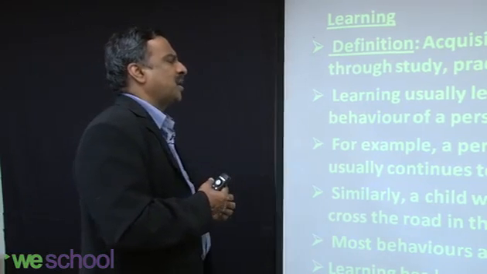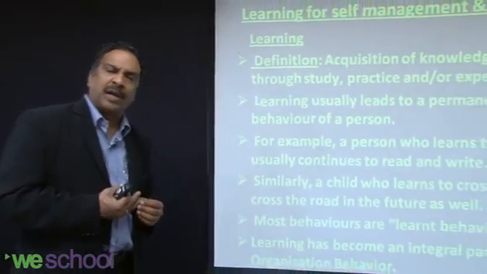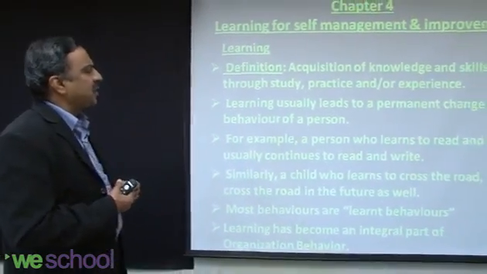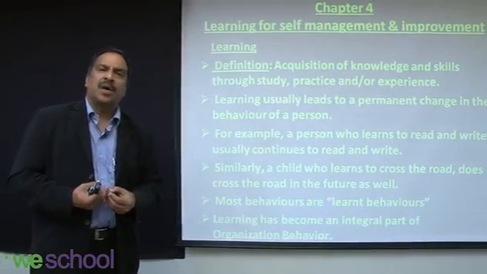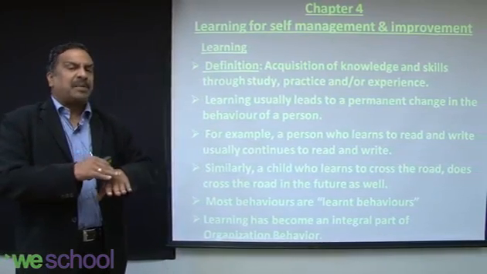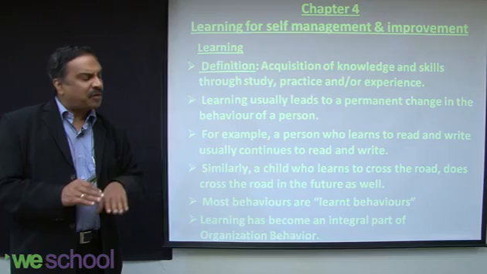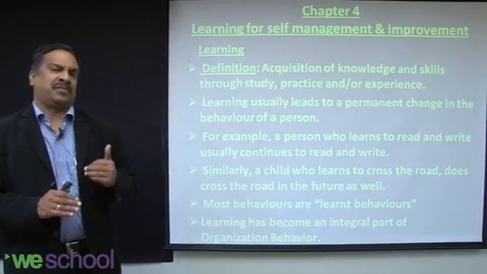For example, a person who learns to read and write usually continues to read and write. We all are doing it. Similarly, a child who learns to cross the road does cross the road in the future as well. These are skills. Once you learn skills, skills remain in you. The skills may remain dormant. It may be sleeping today, but when you go back and revisit, the skills come back to you alive.